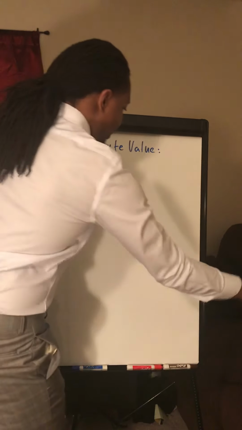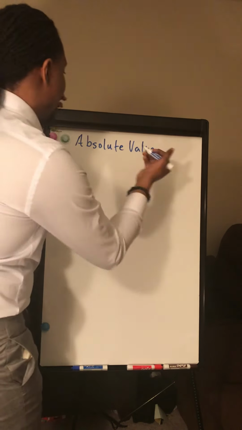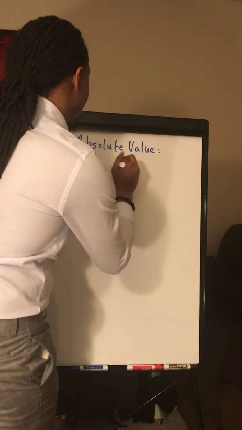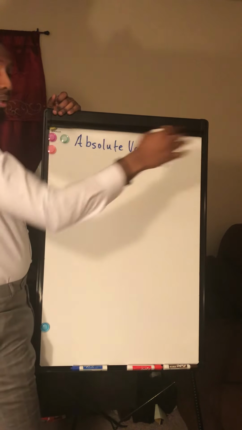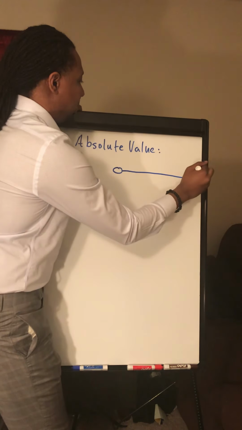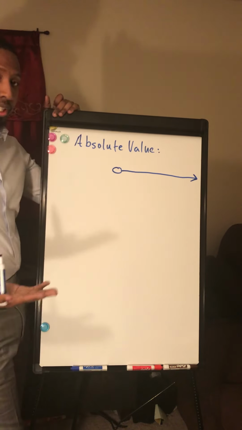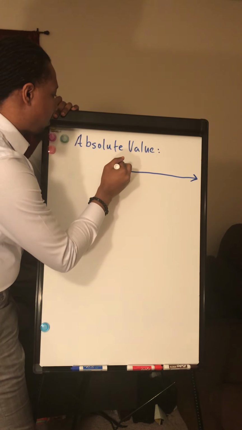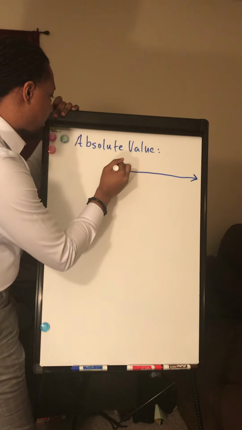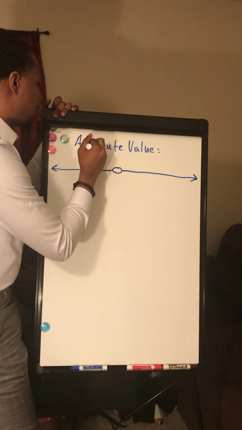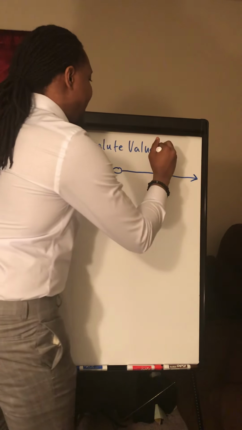Alright. So thinking about a number line. We start with the number 0 in the middle. We have the number line going in the right direction, or the positive direction, infinitely. And on the opposite side of 0, we have the line going in the negative direction, infinitely as well. So this is the negative direction, and this is the positive direction.